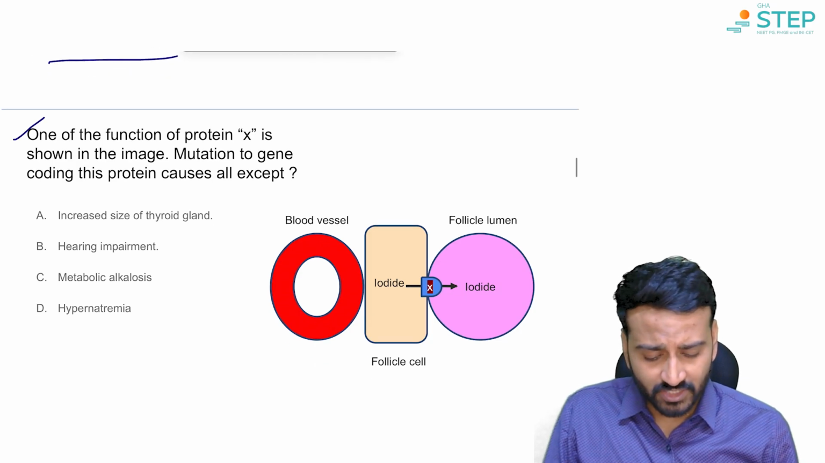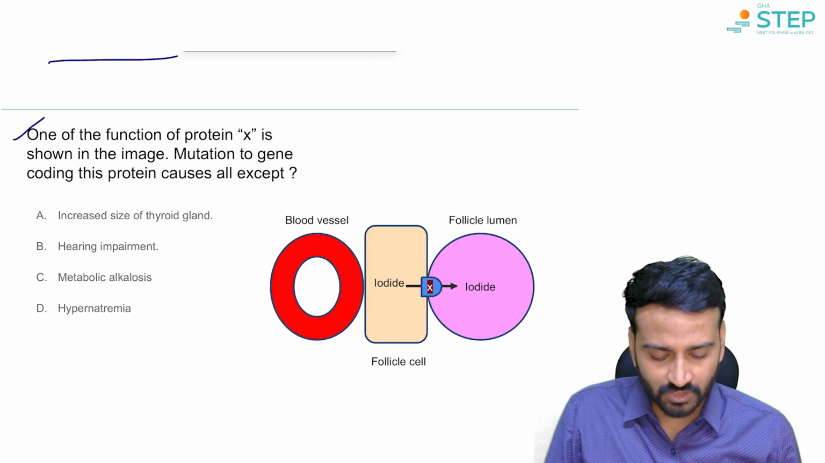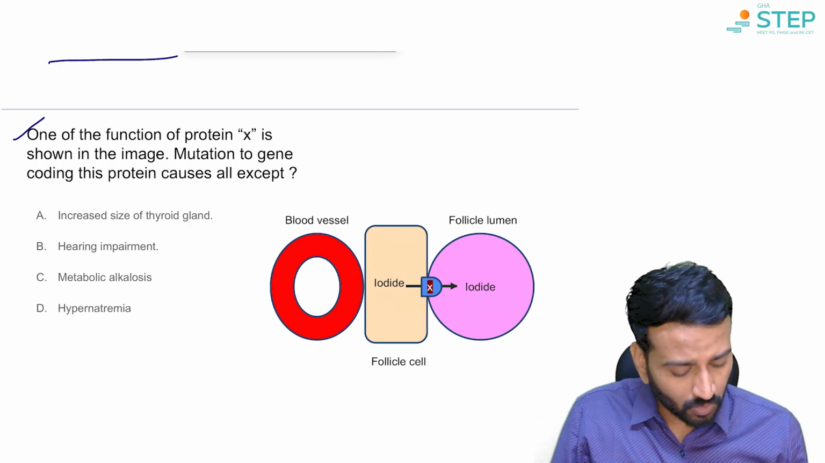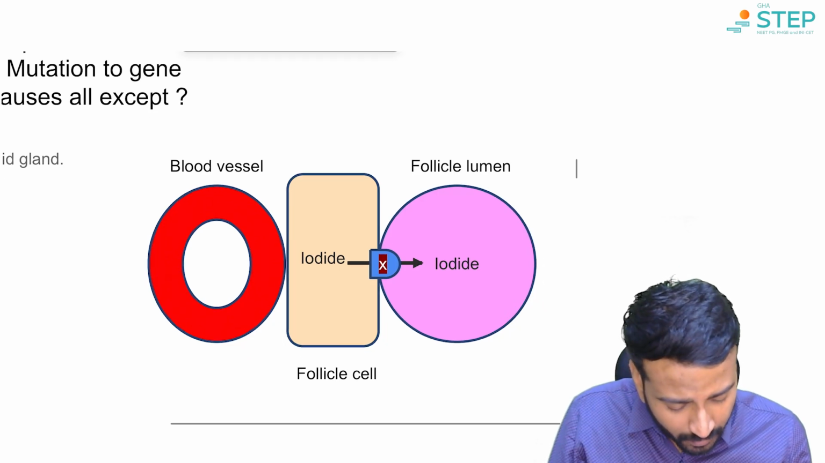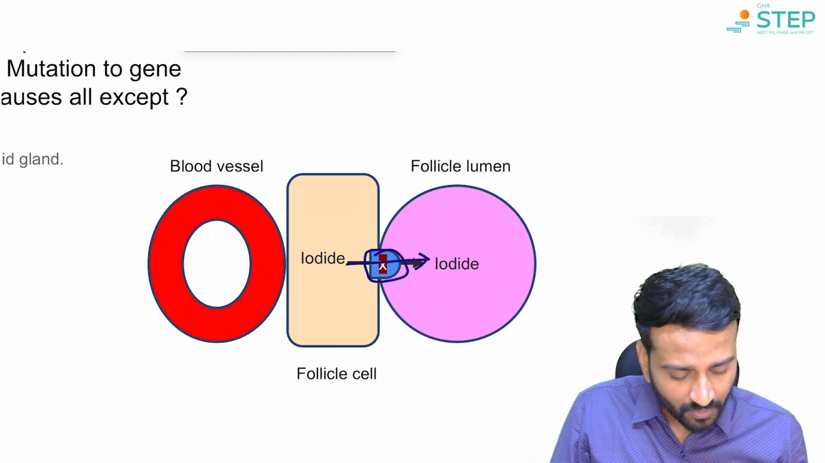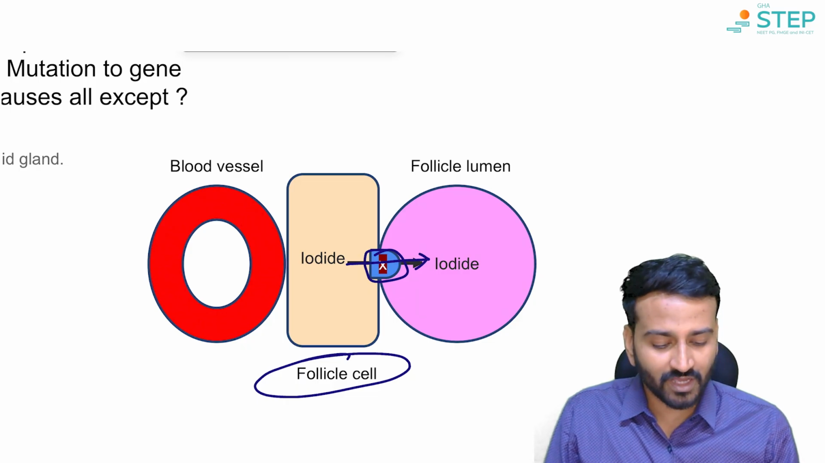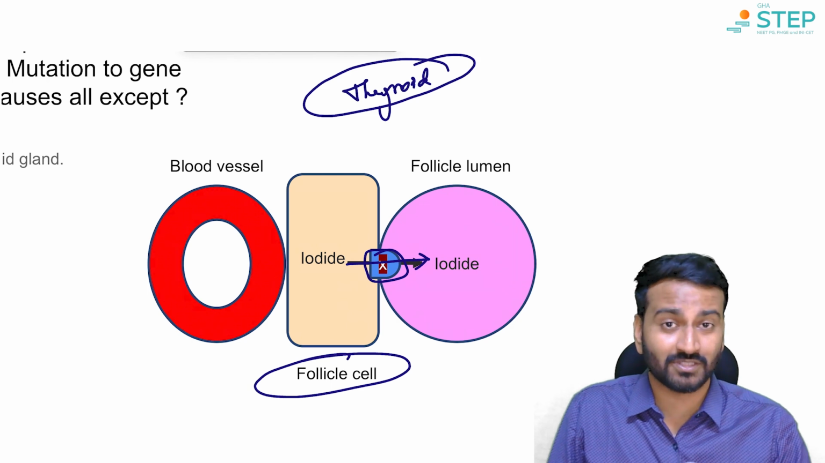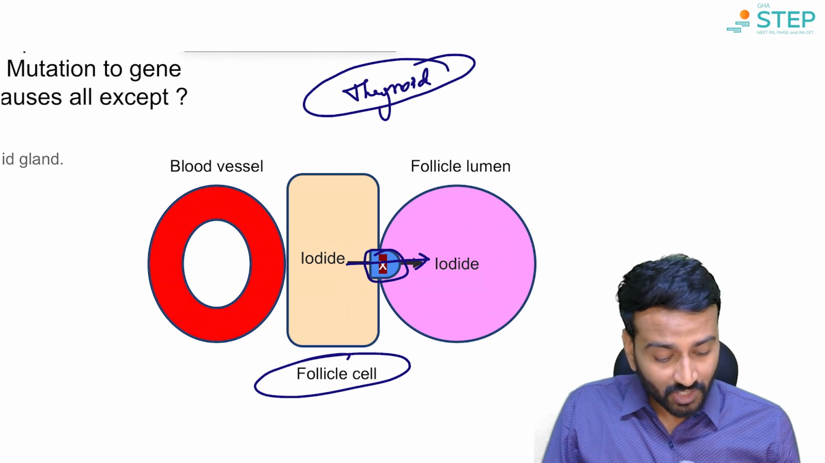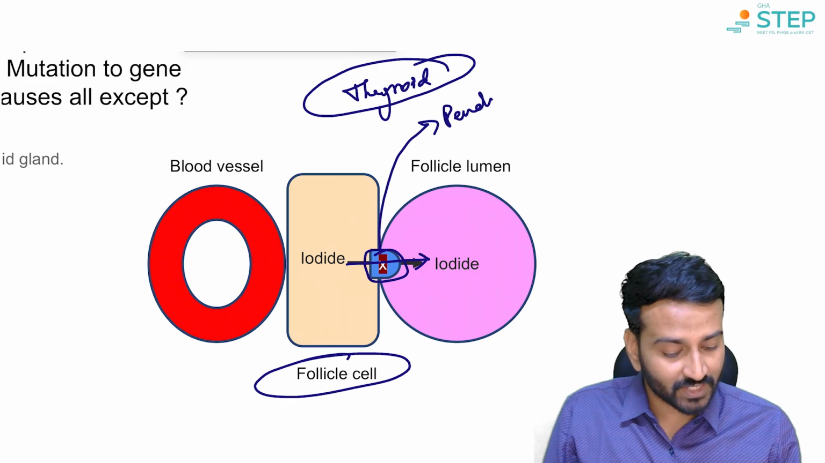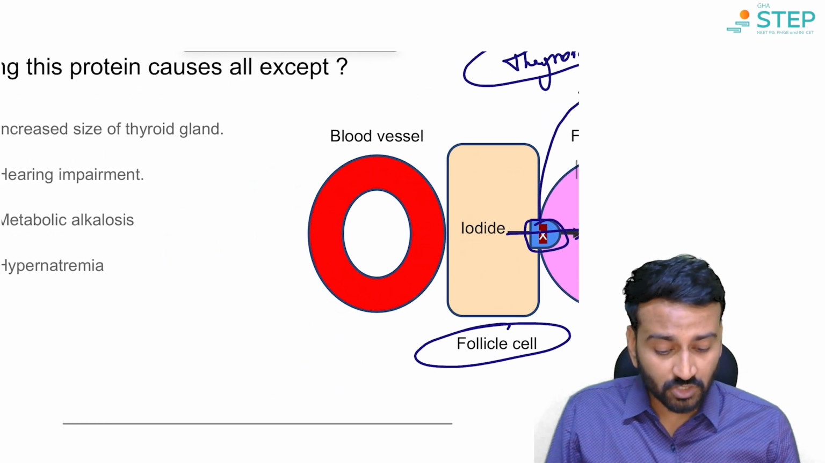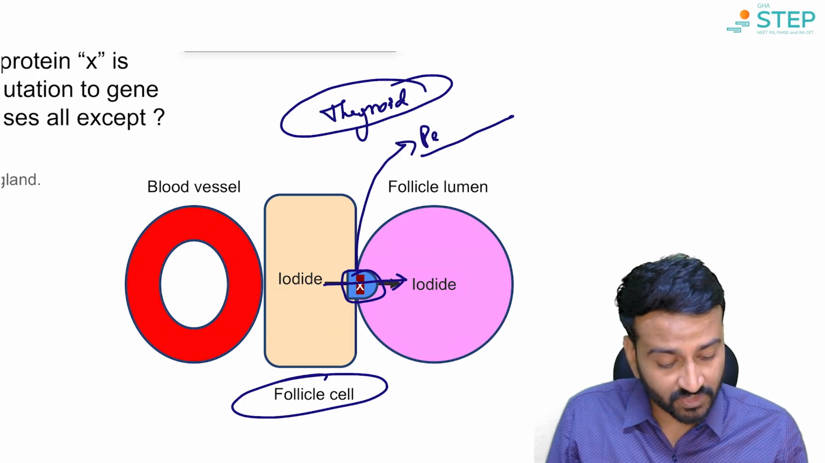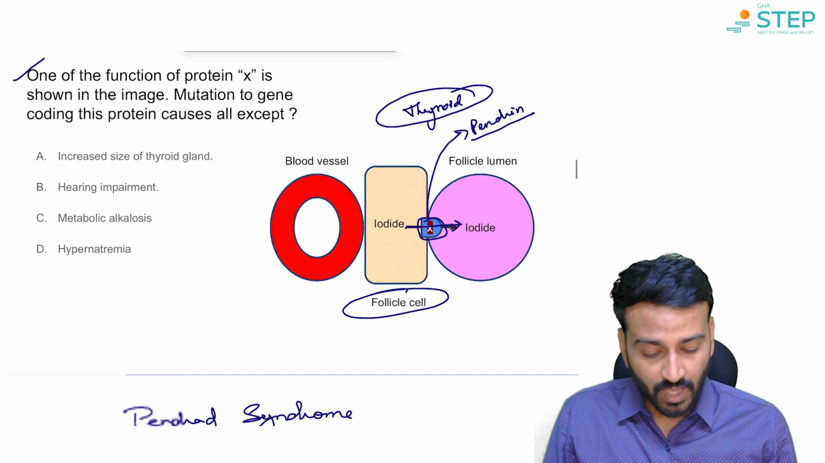One of the functions of protein X is shown in the given image. Mutation to the gene coding this protein causes all except, okay, it's an SLC gene that will code this. This protein is transporting iodide from the follicle cell into the follicle lumen of the thyroid, okay, because iodine is important for thyroid. That is the first organ that should strike your mind. So this protein is pendrin protein and the syndrome is Pendred syndrome.